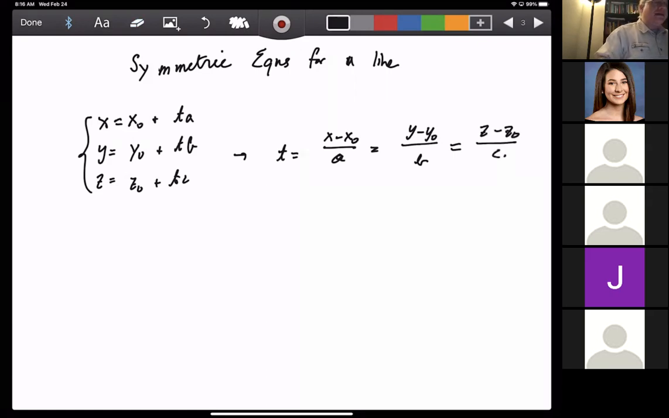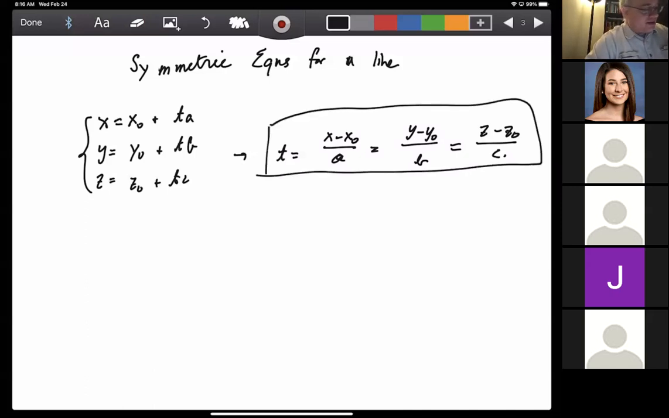Now, in this form, the symmetric equations look symmetric, actually. We sort of got the same type of fraction we've built out of x, y, and z. If any of these coefficients a, b, or c are 0, then the symmetric equations are not quite so symmetric anymore.